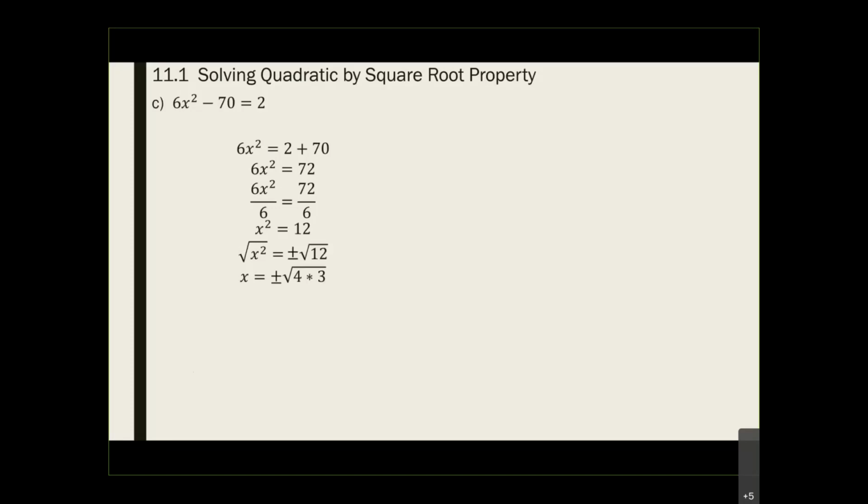12 is the same as 4 times 3. Why do I use 4? Because 4 is a perfect square. So you have plus or minus 2 square root of 3. Your answer is that one of them is positive and the other one is negative. Those are your two answers, ladies and gentlemen. And if you remember, I told you that if you have an x squared, you always have two answers. Rarely, on some occasions, you have one answer. But here, you have two answers.